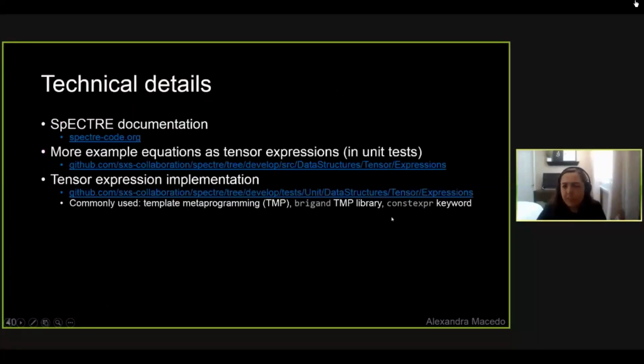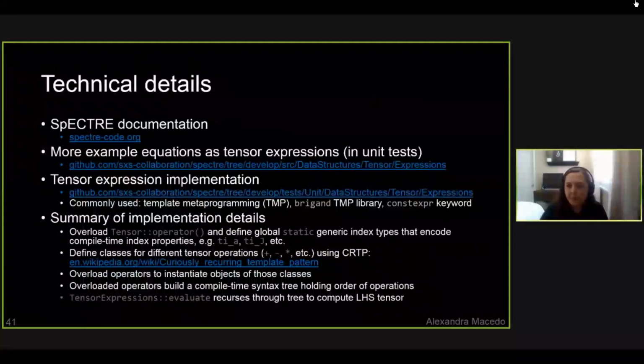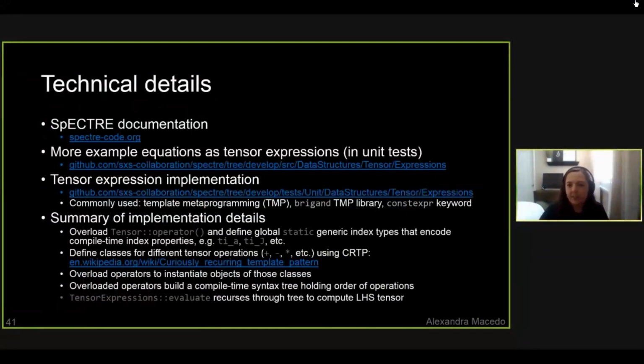And just in case you are interested, if you're not working with SpECTRE and you're interested in the technical details of this implementation, I'm just going to leave up these links. You can check out our documentation and the implementation at these links. And if you're really interested in the nitty-gritty details, I'm just going to leave these bullets up for you to check out and read up on your own. These are the details of our implementation.